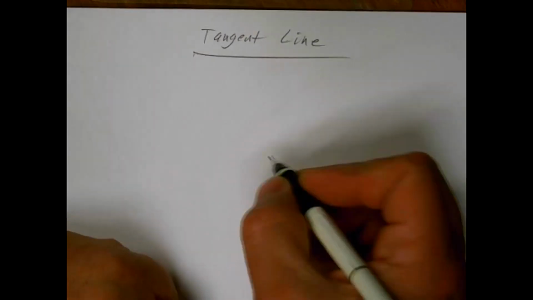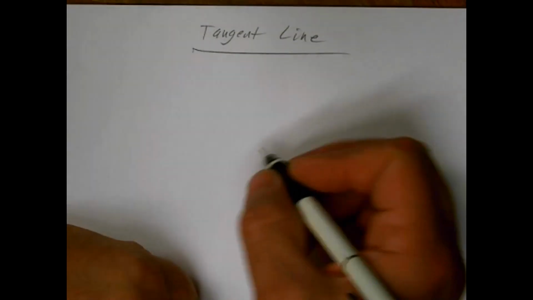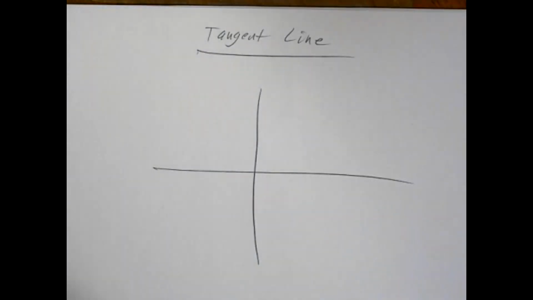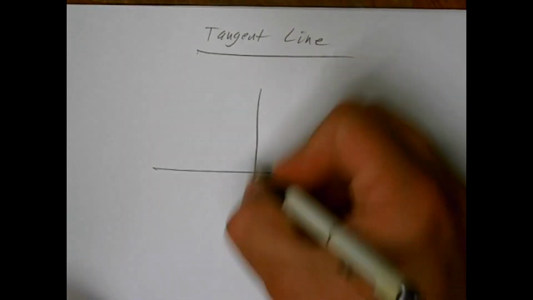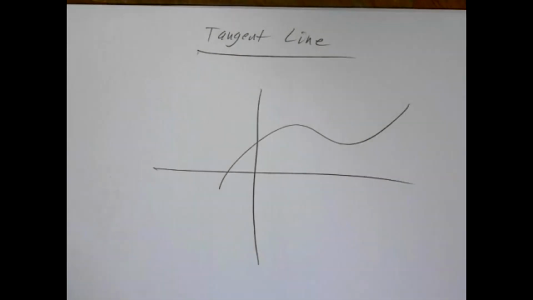Well, when we're talking about tangent lines and secant lines, we're talking about them in relation to some graph or some curve. Right, so let's say we had a curve out there in two-dimensional space, and we wanted to find a secant line. Again, what does that mean?